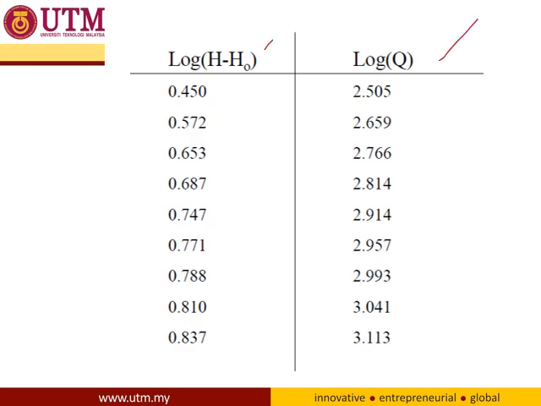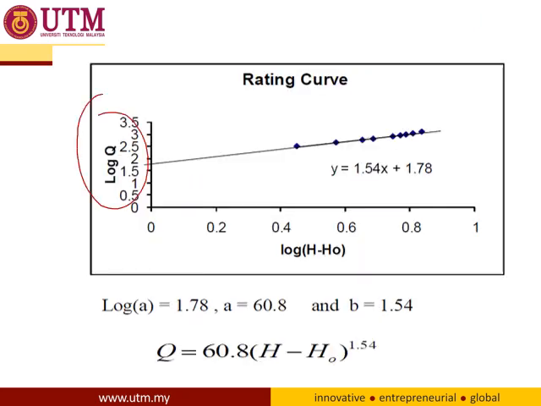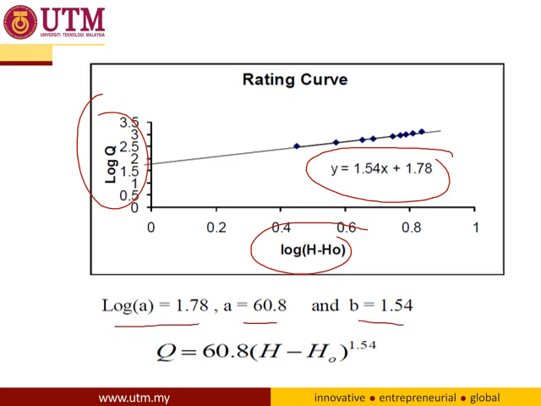Then you plot log Q against log H. Then you get this formula. So you know log A is 1.78, A is 60.8, and B is 1.54. So you finally get this rating curve formula using the values that you get from this linear line of your log.